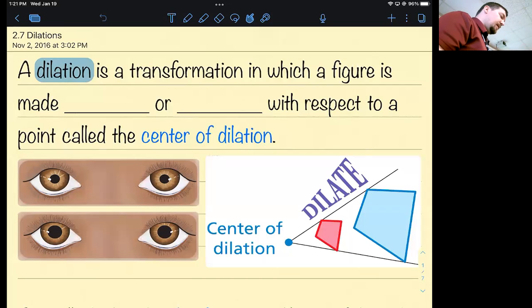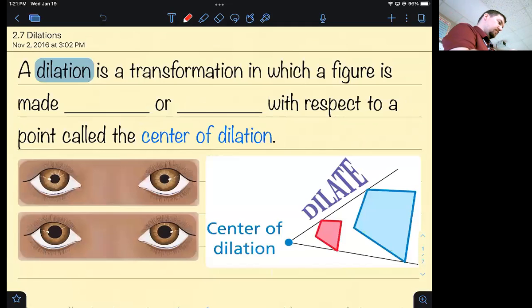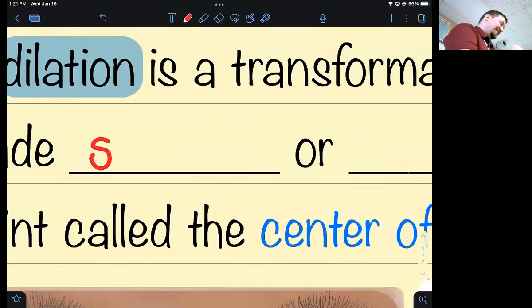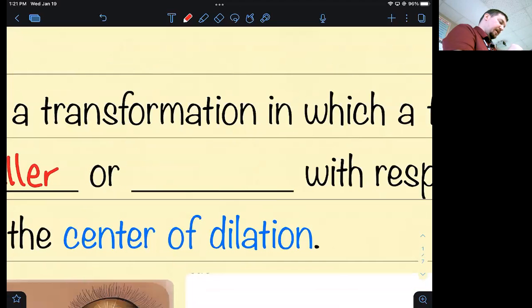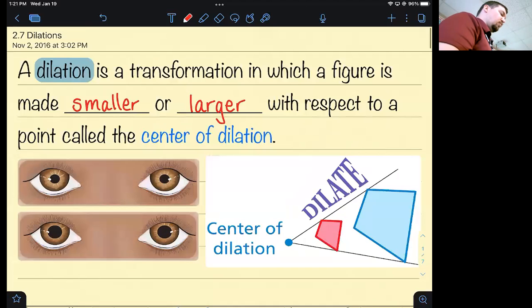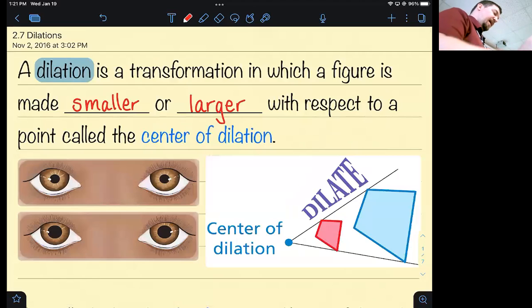That's what similar means. So a dilation is a transformation in which the figure is made smaller or larger. I had to think about that for a second. Smaller or larger with respect to a point called the center of dilation. I was thinking of the words reduced and enlarged, which would not have grammatically made sense in that sentence. So we'll just go smaller and larger, but that's what we actually call it, reduced or enlarged.